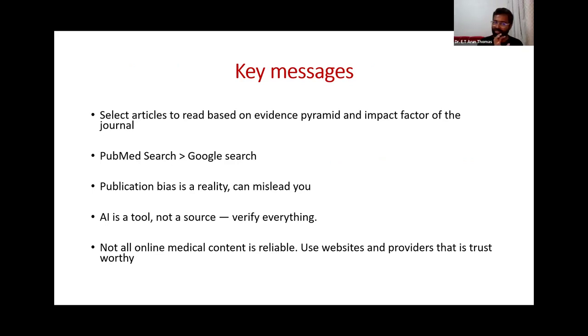So the key message is: select articles to read based on the evidence pyramid and the impact factor of the journal. Always give importance to a PubMed search based on Boolean operators, not a Google search. Publication bias is a reality and can mislead you. AI is a tool, not a source. Verify everything. Not all online medical content is reliable. Use websites and providers that are trustworthy and that you are familiar with.